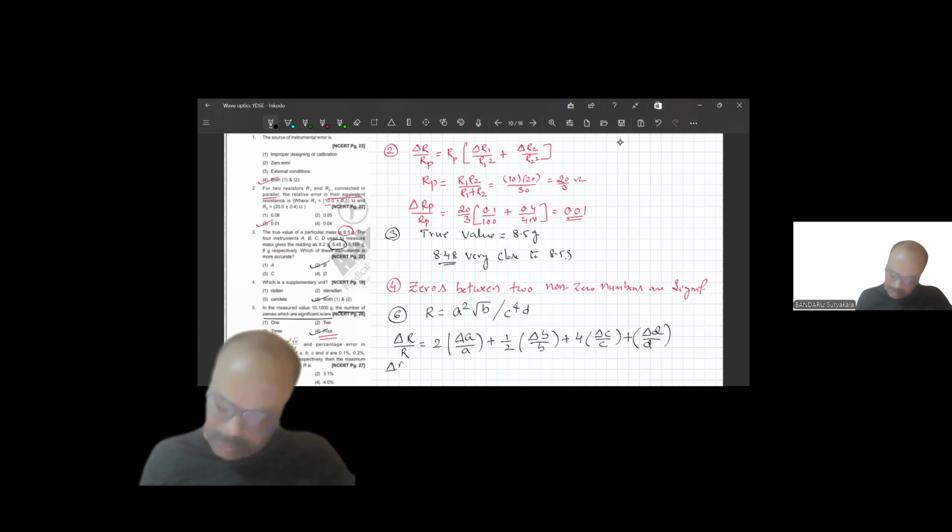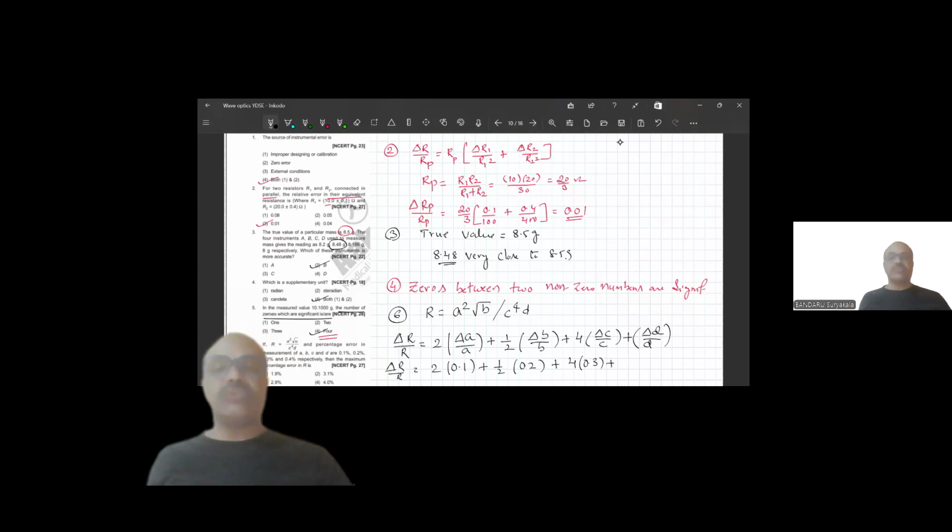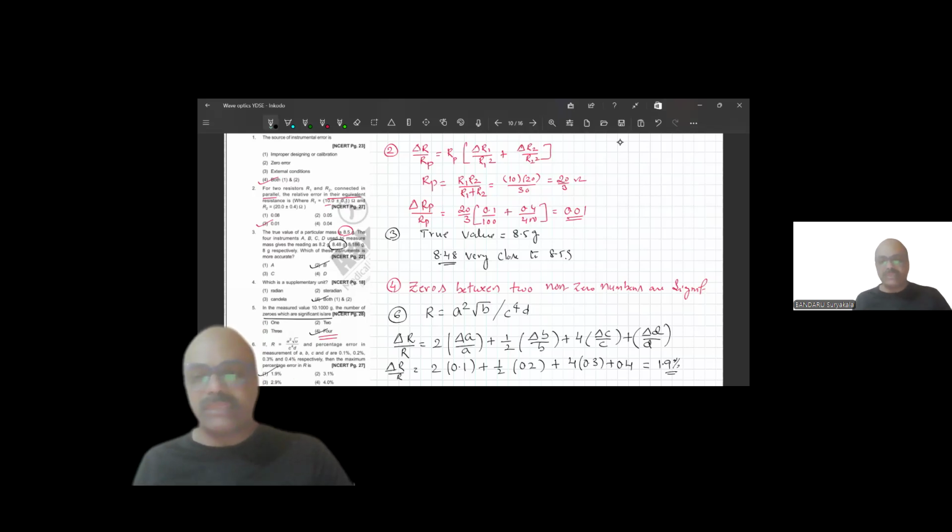Now this delta R by R equals 2 into delta A by A value they gave as 0.1 plus 1 by 2 delta B by B, they gave as 0.2, and 4 delta C by C, they gave as 0.3, and delta D by D they gave as 0.4. Now if you do the calculation part you will get 1.9 percentage. Okay, so option 1 is the correct answer. So 1 to 6, these are the solutions we can put.